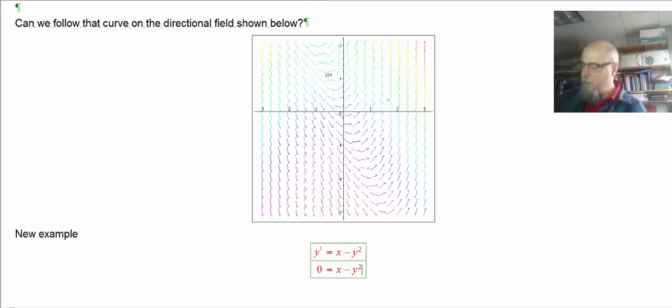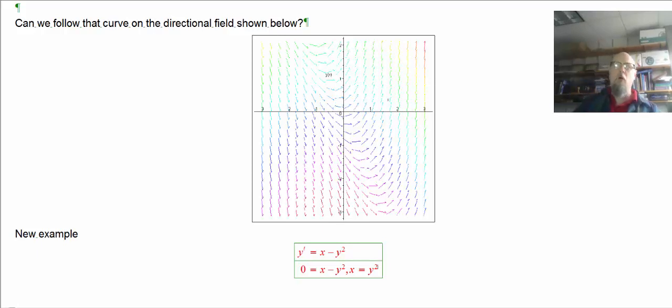If I want to make the nullcline, I'm going to set the slope equal to 0. So I end up getting this sideways parabola of x is equal to y squared. This sideways opening parabola that goes through the origin is going to connect all the places where the slope is equal to 0, the nullcline.